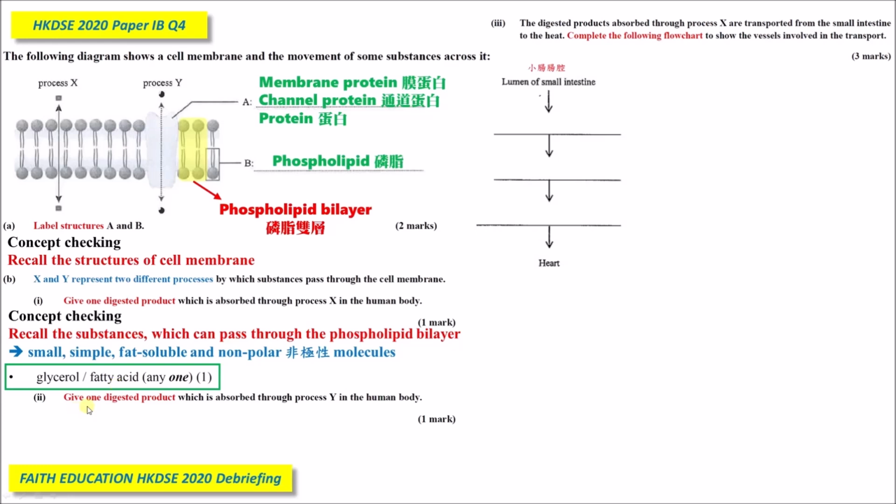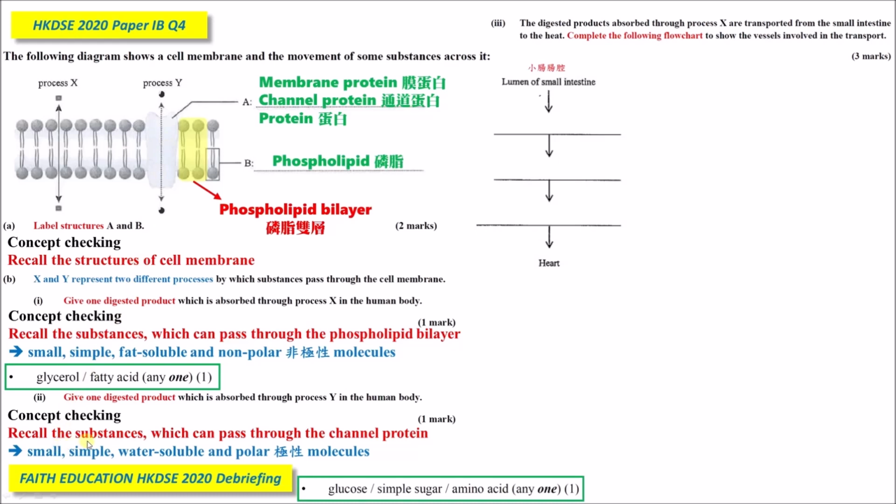And part B2, give one digested product which is absorbed through process Y in the human body. So you can see that this substance can pass through the channel protein to move across the cell membrane. So it should be something small, simple, water-soluble, and polar. Therefore, we should have glucose, simple sugar, or monosaccharide, and amino acids. So you may ask, oh, Mr. Leung, can I answer water? No, because water you don't need to digest. You can directly absorb the water because it is already small and simple enough.